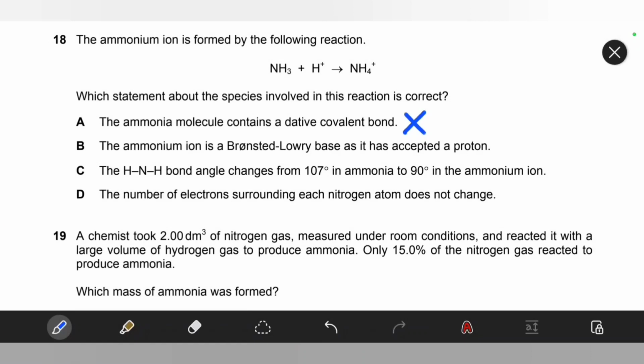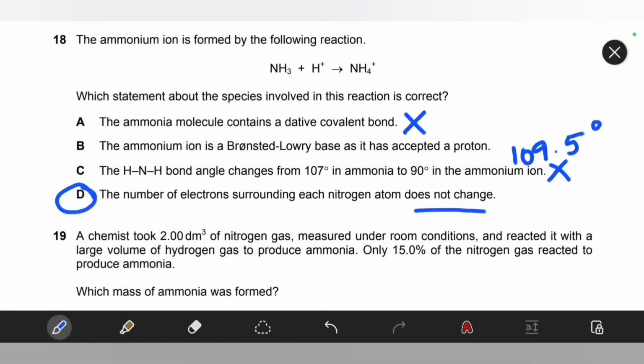The H-N-H bond angle changes from 107 degrees in ammonia to 90 degrees in ammonium ion. No, that's not true. It changes from 107 degrees to 109.5. And lastly, the number of electrons surrounding each nitrogen atom does not change.